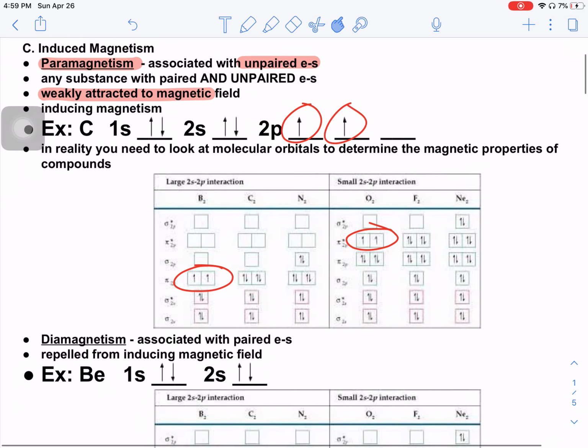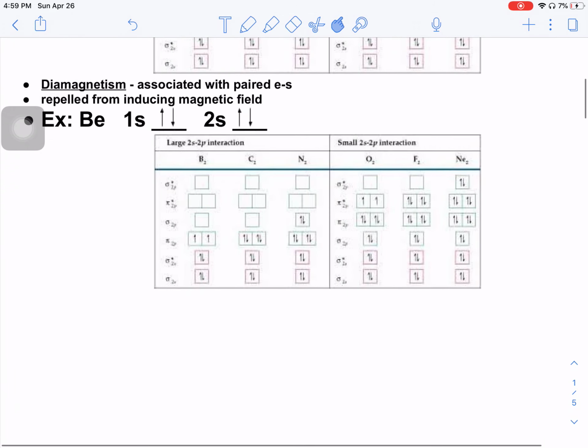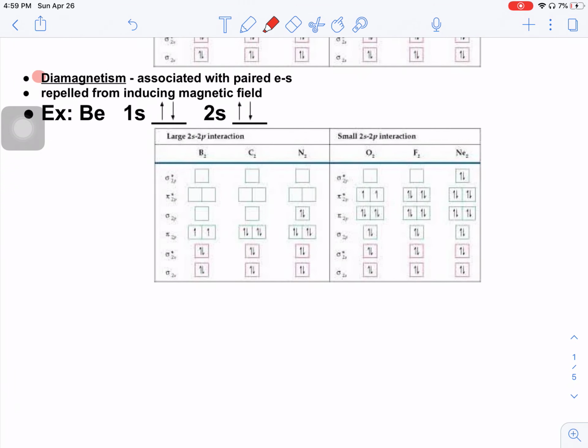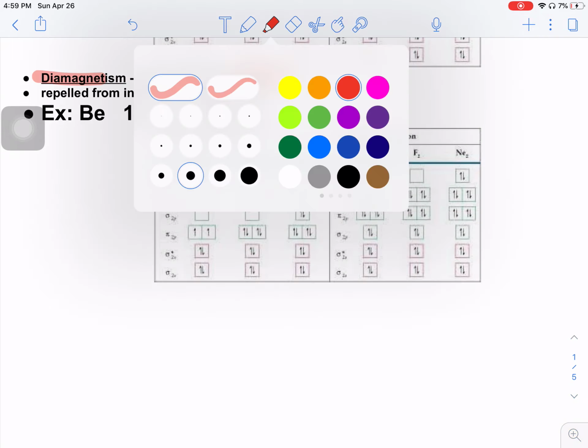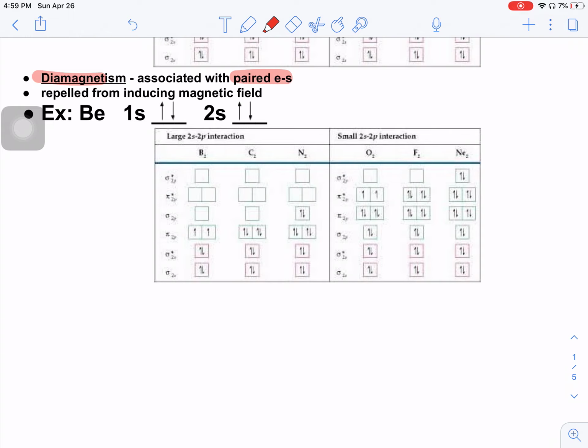Okay. Now on the flip side, something that is diamagnetic. Diamagnetic is associated with only paired electrons. So all the electrons are going to be paired up. And things that are diamagnetic are not going to be attracted, but rather repelled, or pushed away from a magnetic field.